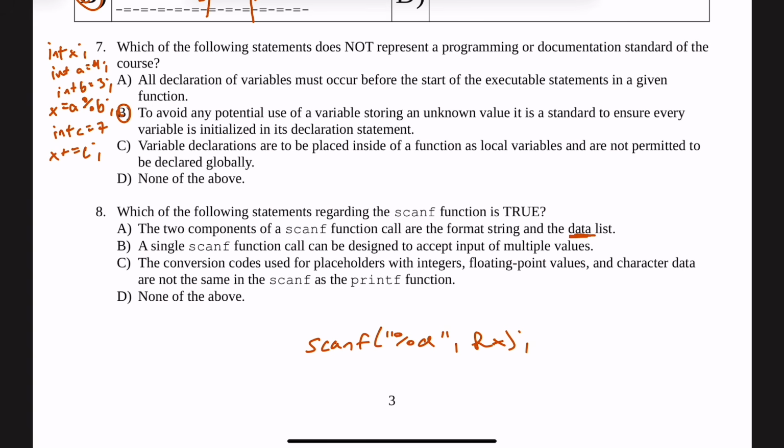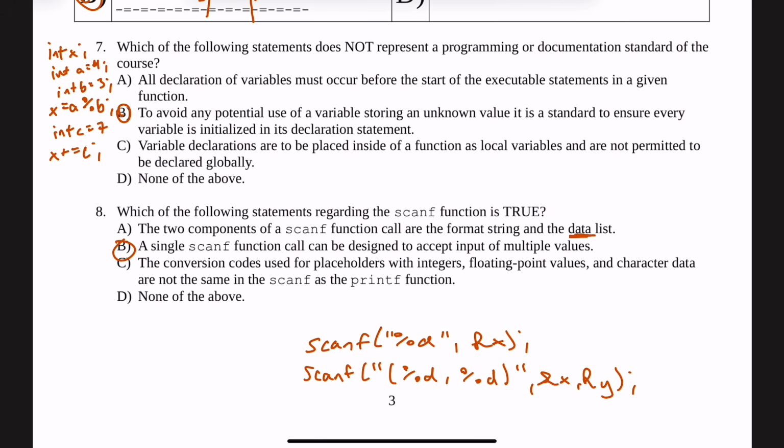B, a single scanf function call can be designed to accept an input of multiple values. This one is going to be true. So let's say you want the user to enter a coordinate pair. Your scanf call might look something like this. So you can have multiple percent flags, multiple values on the same line. If you want them to type it with formatting, like the parentheses and a comma, you can throw that in too as well. So B is going to be true.